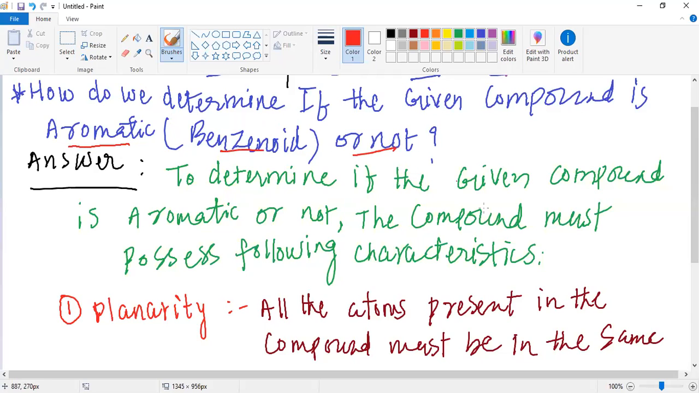So to understand that we can have a few things. Let me read the question for you. How do we determine if the given compound is aromatic benzenoid or not? Here we have the answer, my dear students: to determine if the given compound is aromatic or not, the compound must possess the following characteristics.